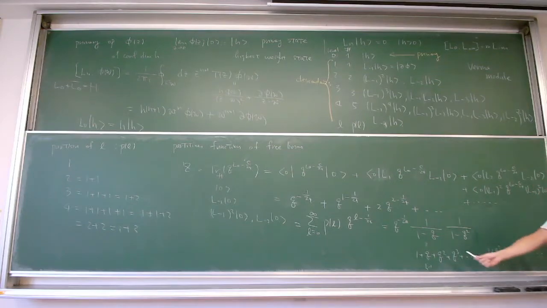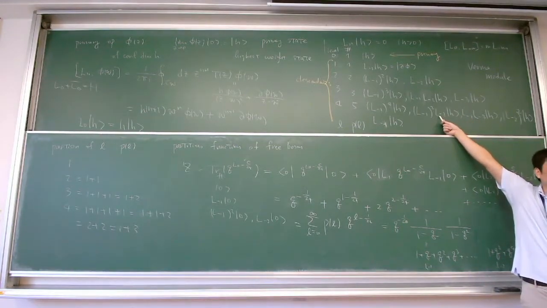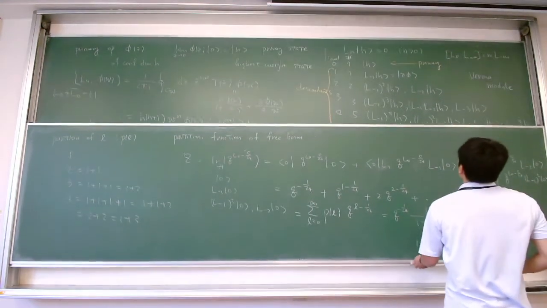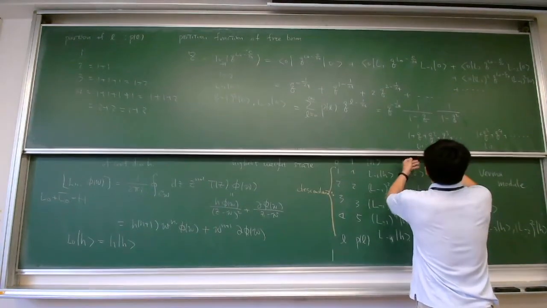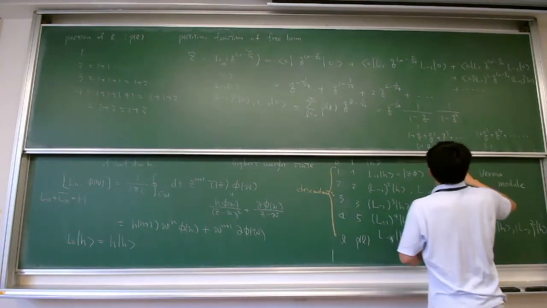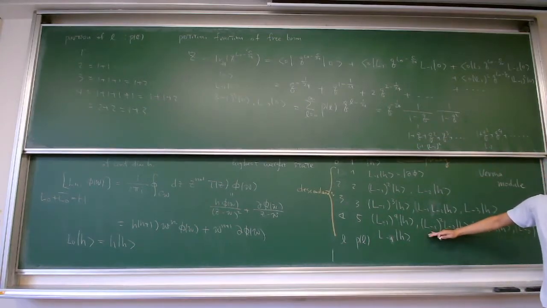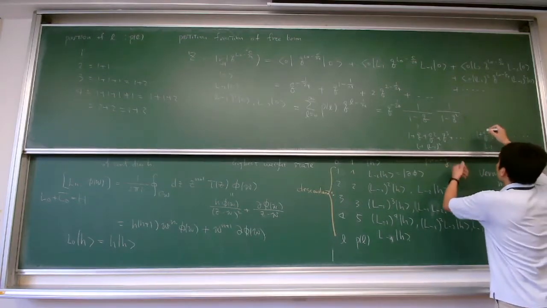And next, the same thing. So for instance, q square times q square here. What does it correspond to? Yeah, this guy. This one corresponds to L minus 1 square. L minus 1 square and L minus 2, if you multiply it together, that corresponds to this state, and so on. So you can just exhaust all possibilities by just multiplying.